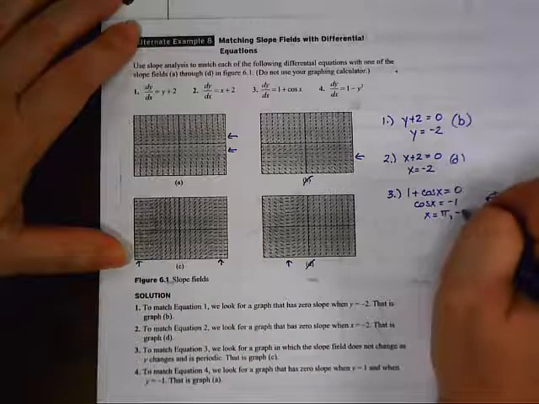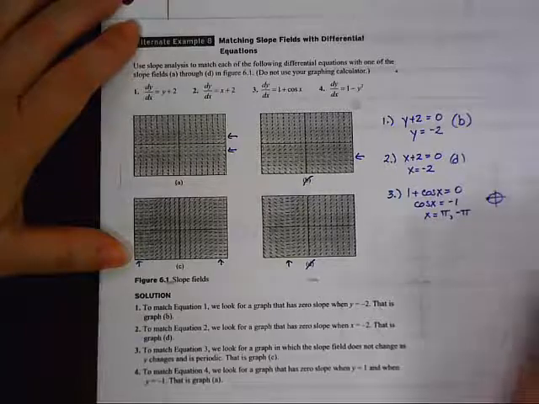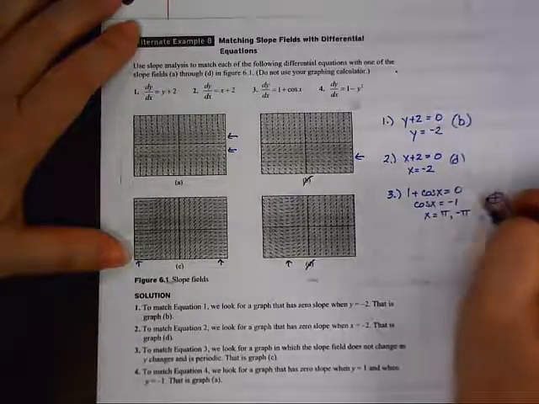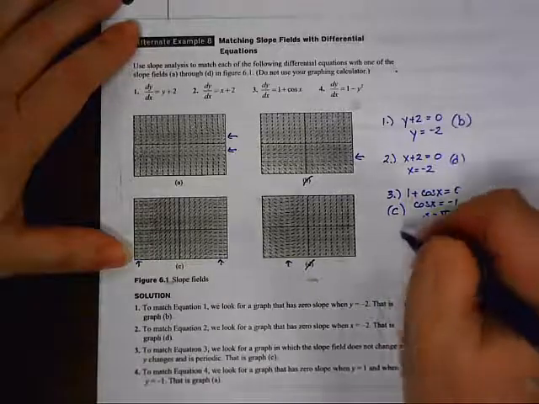Because it could also be true at -pi. Right? Because -pi is going around the circle the other way. So that means that C is the correct answer for this one.